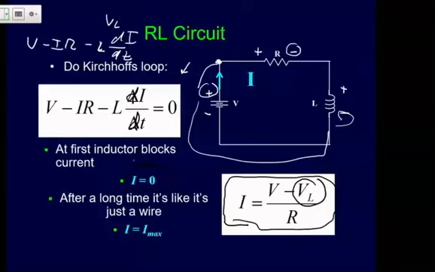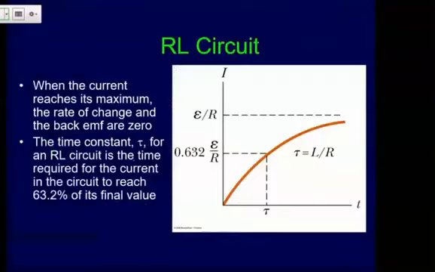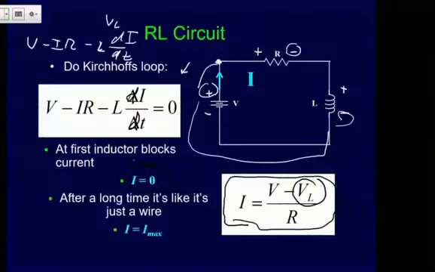And then at some later time, the inductor acts just like a wire. Okay? And so this is what the actual graph of this would look like. What happens is the inductor, again, starts fighting off the current, and then the current rises up and eventually reaches some value.